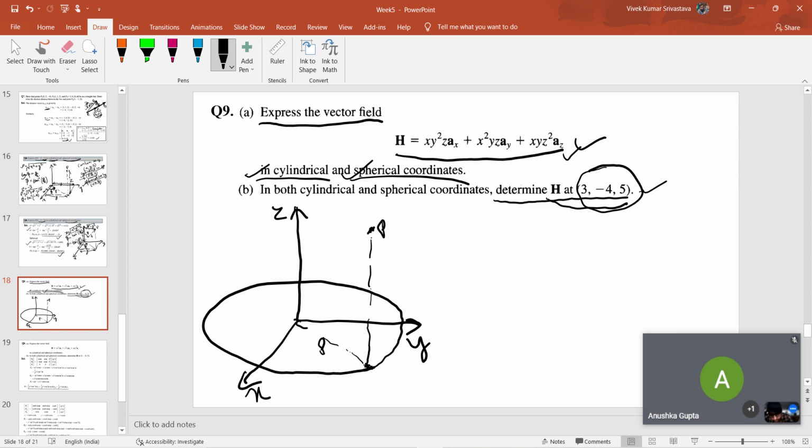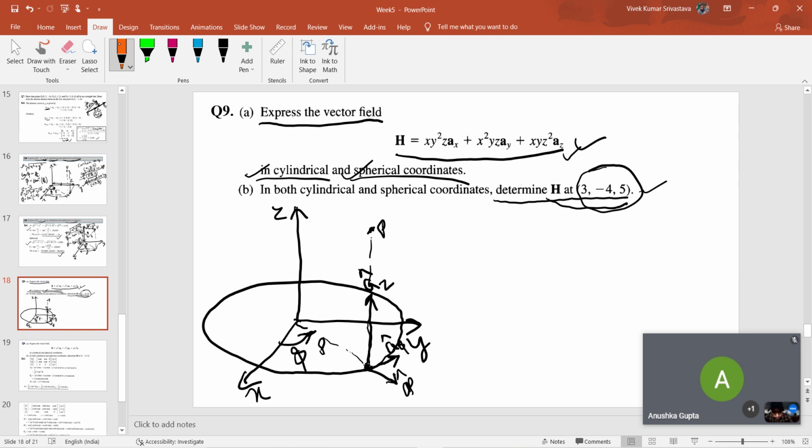So the unit vector along r is defined as a rho cap, which is radially outward here. The phi, as you know, is measured starting from x and going towards the y axis. So the unit vector along this direction is a phi, and along z it will be az. So this is given to you.